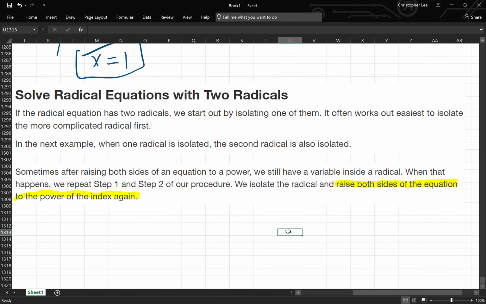Sometimes, after raising both sides of an equation to a power, we will still have a variable inside a radical. When that happens, we repeat step 1 and 2 of our procedure. We isolate the radical and raise both sides of the equation to the power of the index again, and then we solve for it. Not too bad, right?